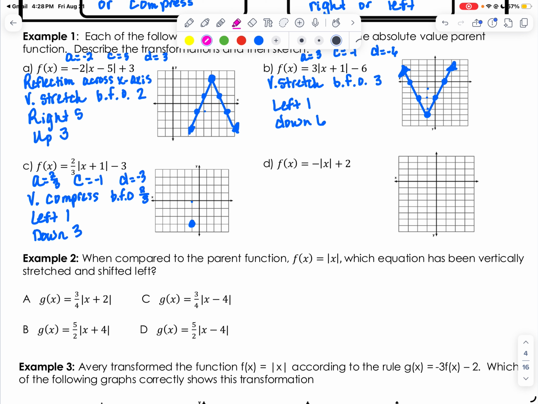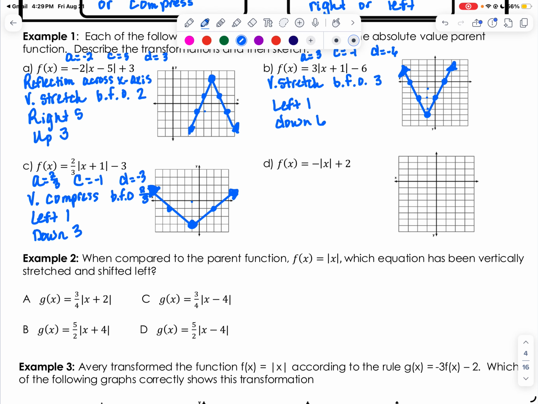Now we're going to draw our branches. To draw our branches, we use the value of A, which is 2/3. So that means go up 2, then right 3. Up 2, 1, 2, 3. No, I would go off, okay? So let's get the left branch: go back to your vertex, and go up 2, left 3. Notice this graph is wider. That's because it's a vertical compression.